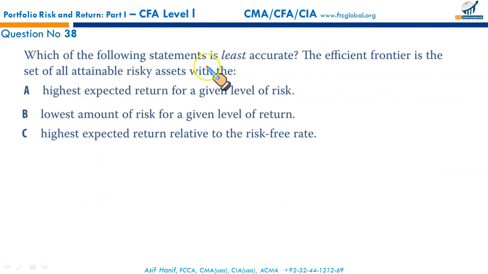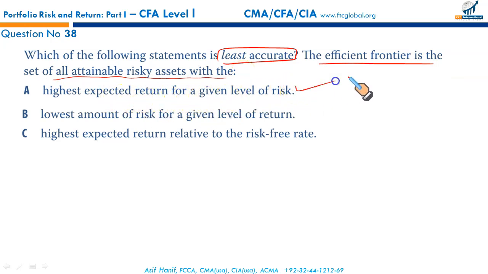Which of the following statements is least accurate? Mind the word: least accurate. The efficient frontier is the set of all attainable risky assets with the highest expected return for a given level of risk. This is true. Lowest amount of risk for a given level of return. This is true as well. The highest expected return relative to the risk-free rate. This is incorrect. Efficient frontier does not account for the risk-free rate.